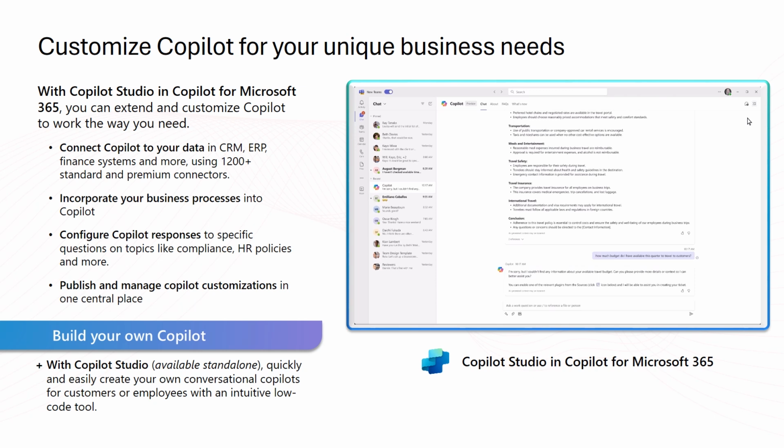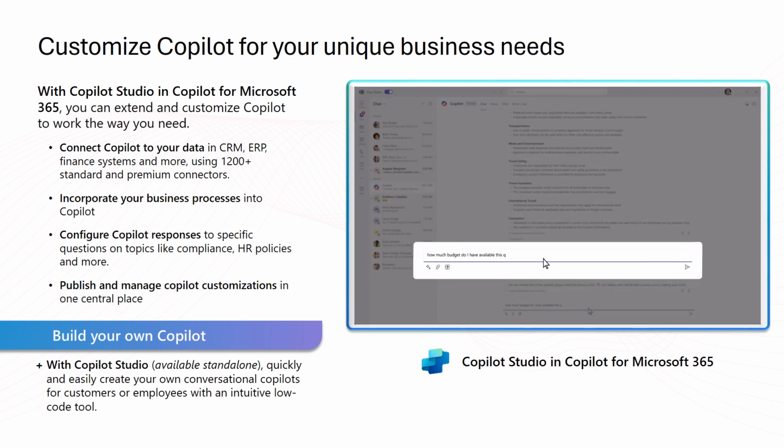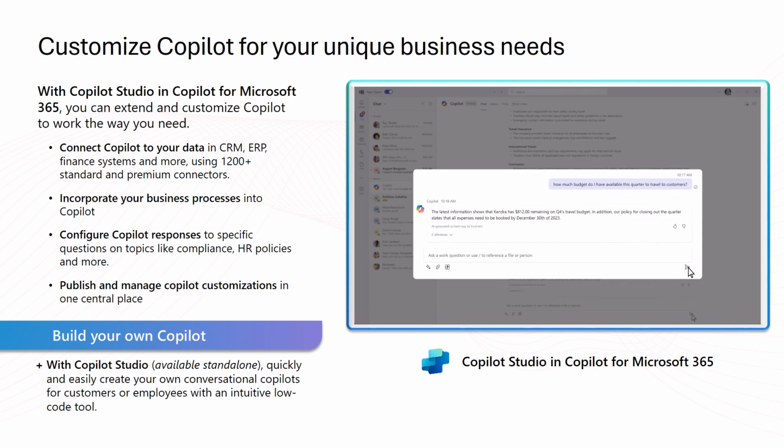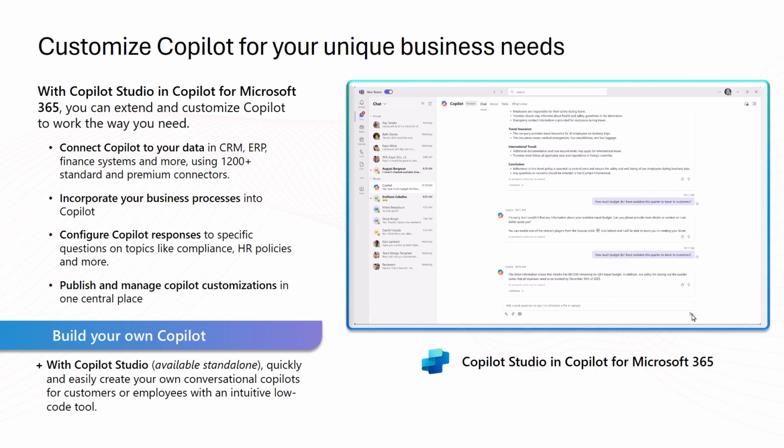Now let's go back to the chat to see how Copilot handles your question. You use the same prompt, and just like that, your new customized Copilot gives you the answer you were looking for. Now you know exactly how much budget is remaining. And thanks to the data you just connected, you also know that any new travel needs to be booked before December 30th to stay within policy. The possibilities for what you can create here are truly limitless.